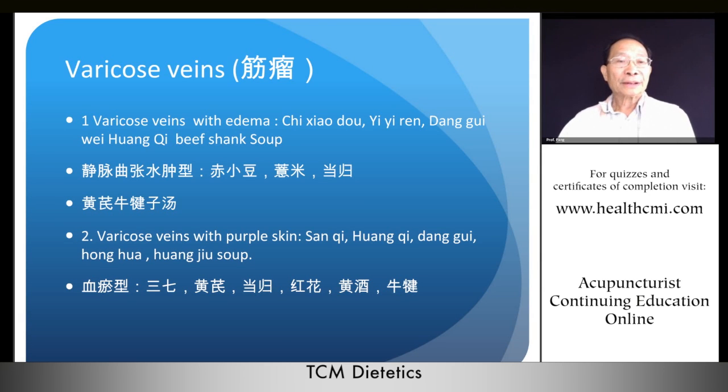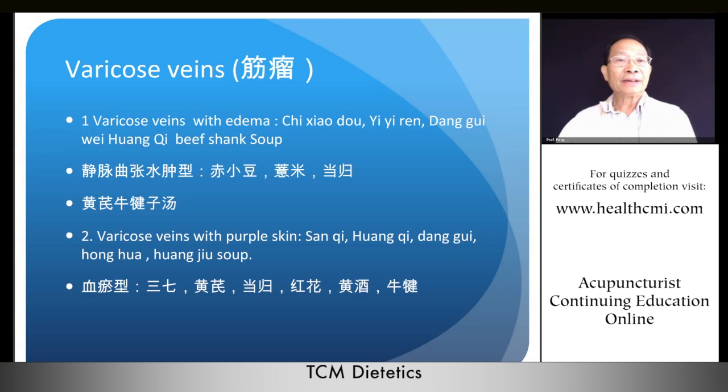For example, we will use sanqi powder again, and also huangqi, danggui, and honghua, saffron again. Then at the end, after cooking, we can add some yellow wine to that too.